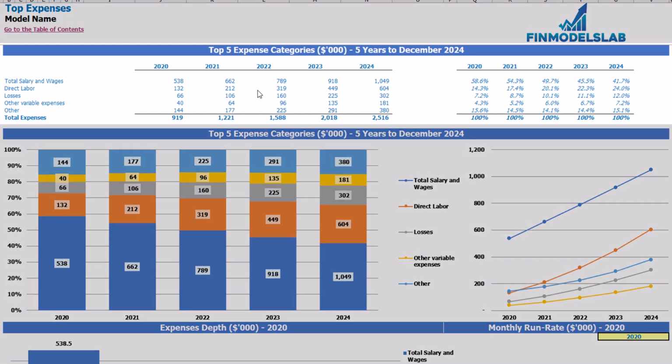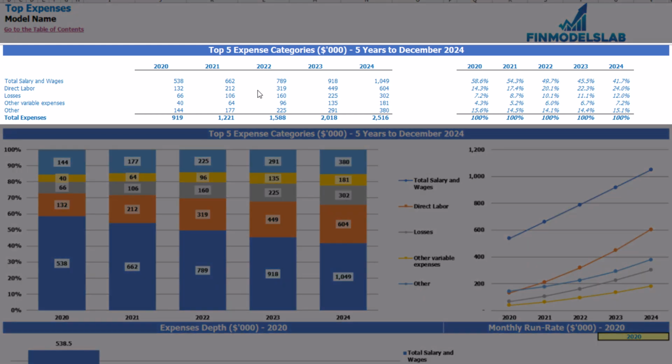On the Top Expenses tab, you may find the breakdown of the top 4 expense categories, and all other expenses collapsed into the other category. You may see the breakdown of absolute values by years with the total below, and also to the right you may see the percentage breakdown of these expenses.